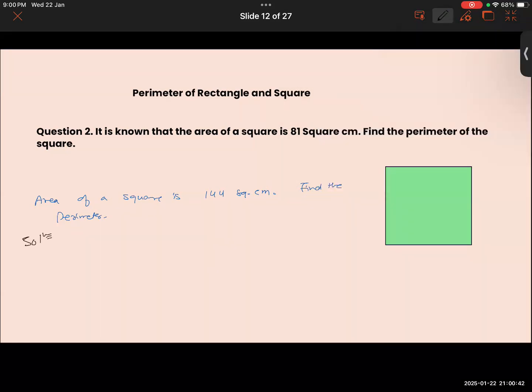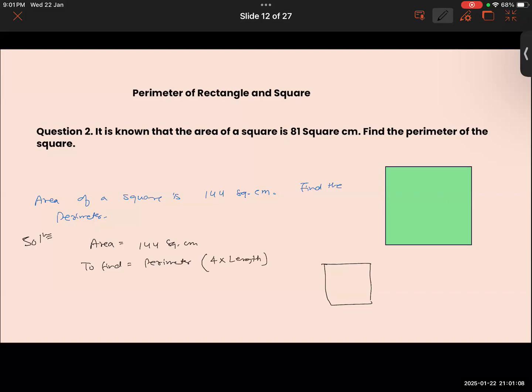The solution is going to be such that first we write whatever is given in the question. Area is 144 square centimeter. Then write what we need to find: to find the perimeter. Now in brackets, let us write down the formula required to find the perimeter of a square, that is 4L, 4 times the length, right?